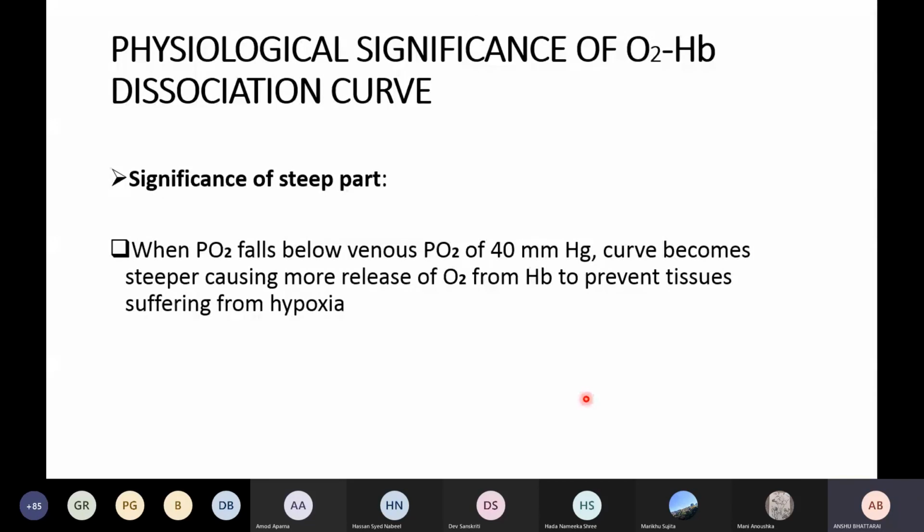There's also a significance of the steep part. Like I said, when the partial pressure of oxygen falls below 40 millimeter of mercury, the curve becomes steeper. And when this curve becomes steeper, there is more release of oxygen from hemoglobin to prevent tissues suffering from hypoxia.